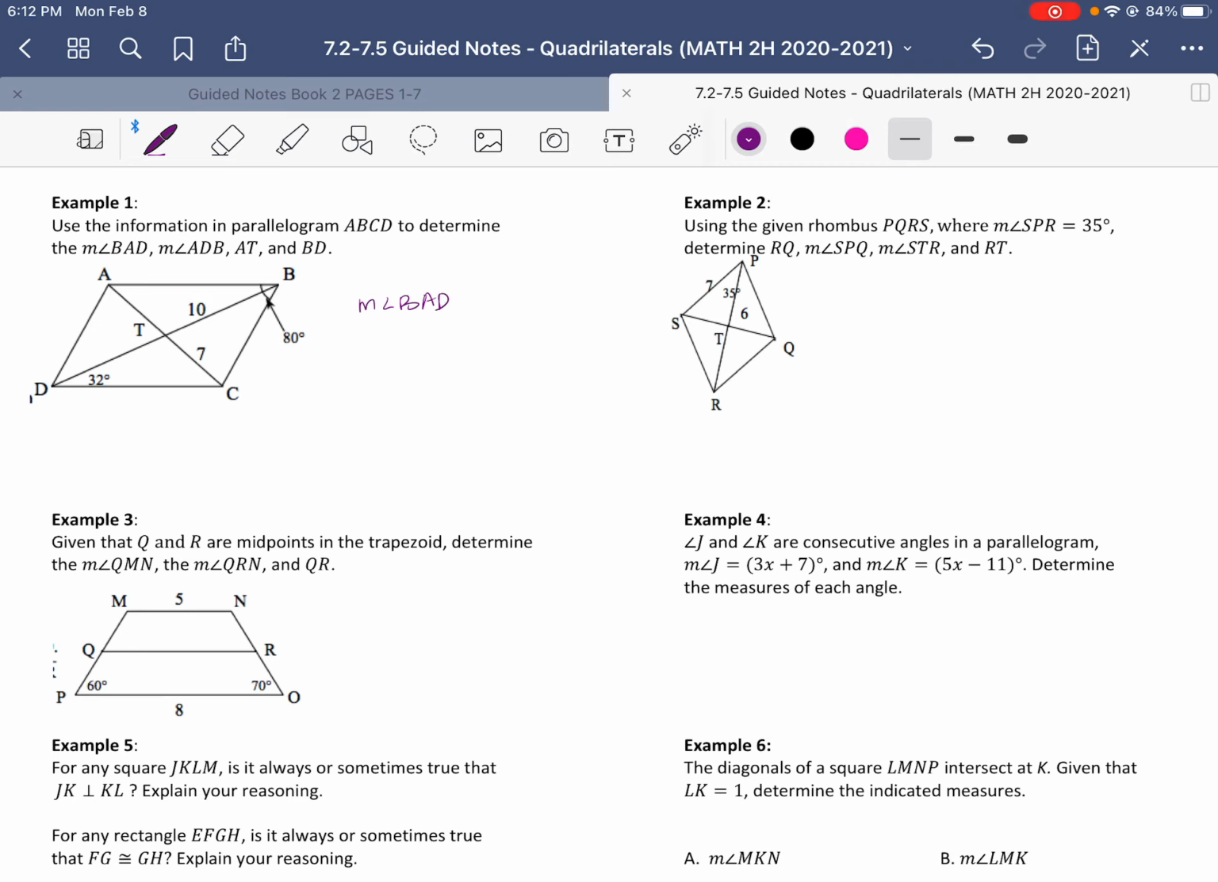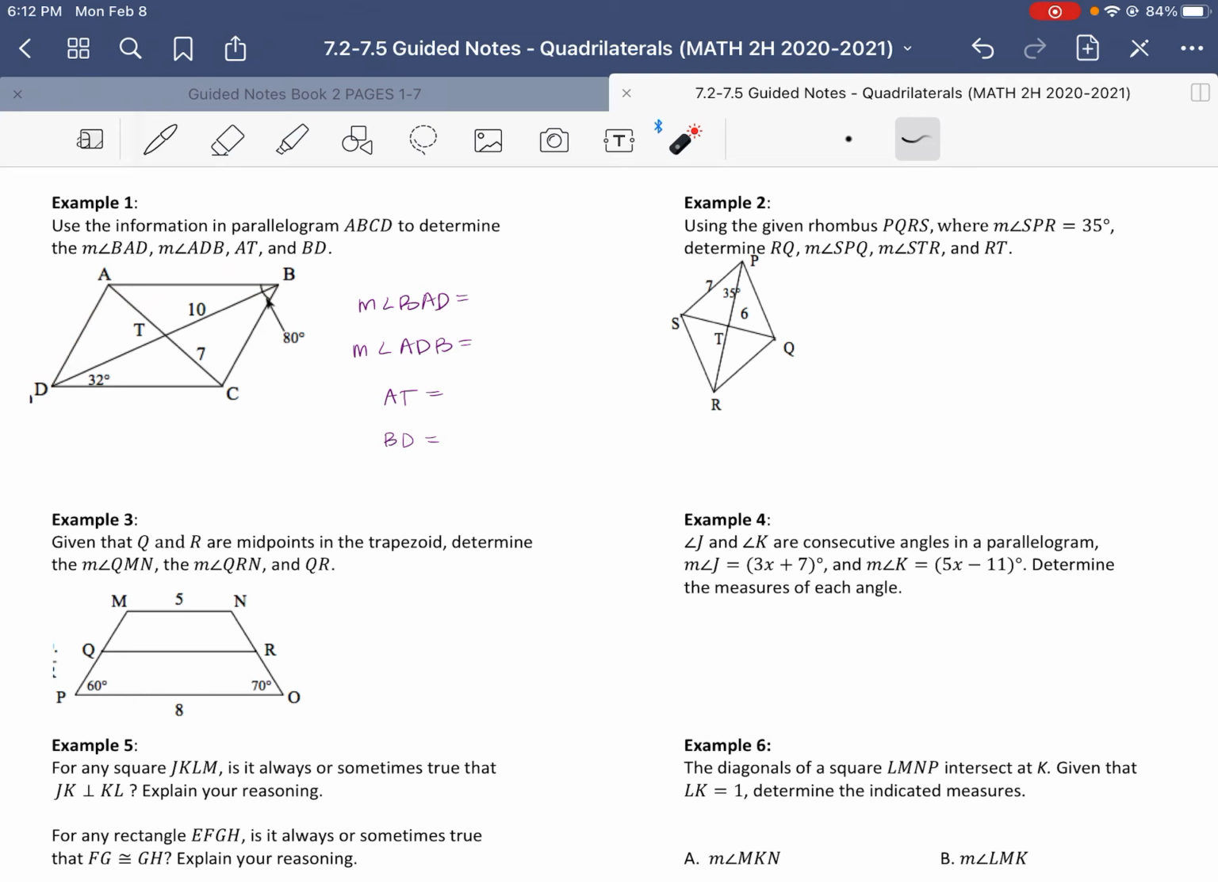The first one is the measure of BAD. The next one is going to be the measure of angle ADB, so I'm just writing what they gave us at the top. We're then looking for length AT and length BD. So let's remember about the angle properties. If it's asking us to find BAD, that would be from B to A to D, so we're looking at this one right here. B to A to D.